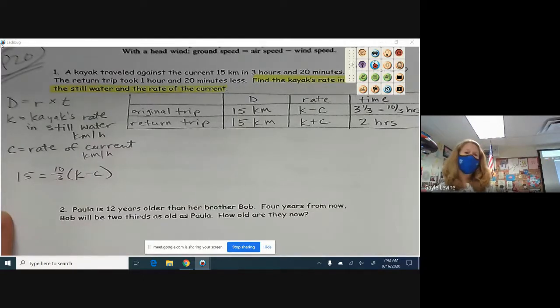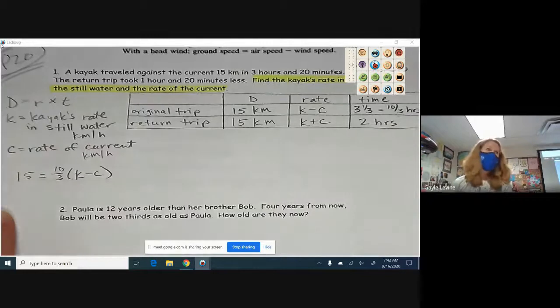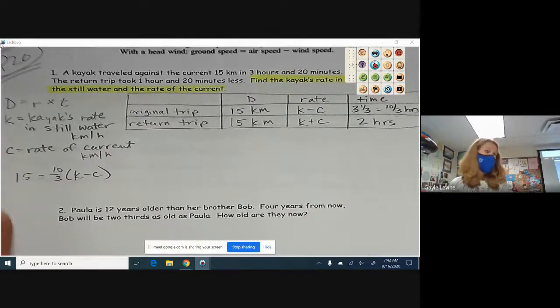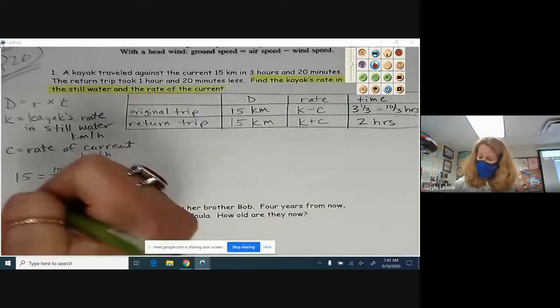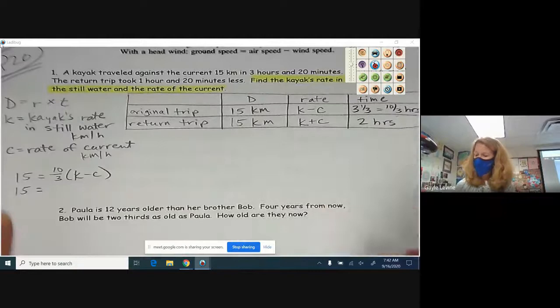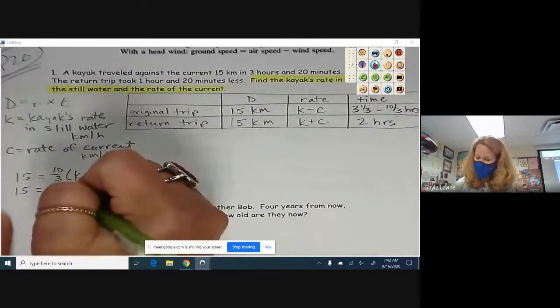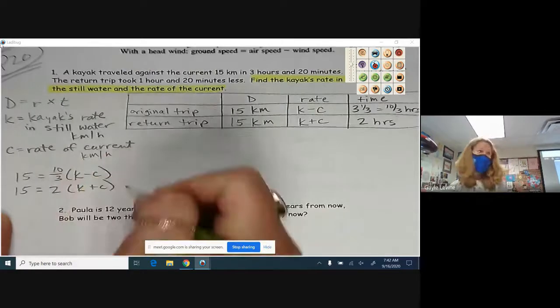Which looks not appealing. It's kind of a yucky equation. The second one's going to look nicer. Go ahead and try to write the second equation. Okay, and using that same strategy, I put the 2 in front. So you should be getting 15 equals 2 times k plus c.